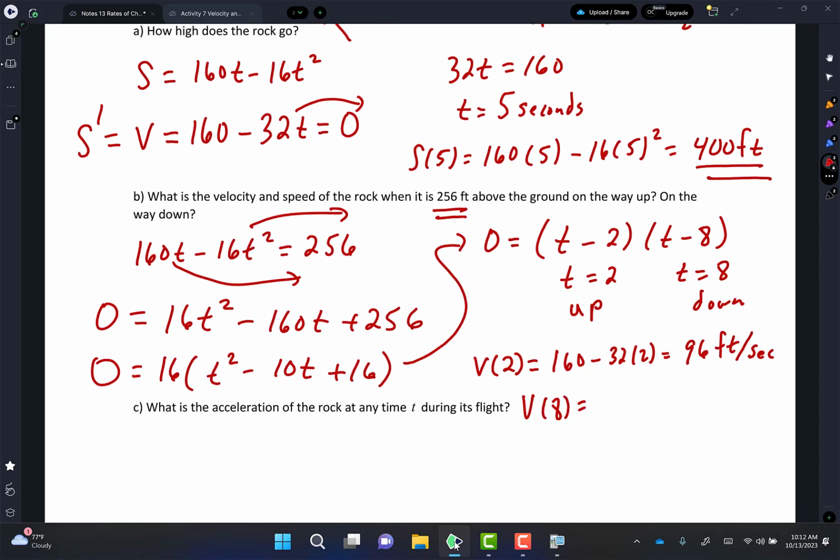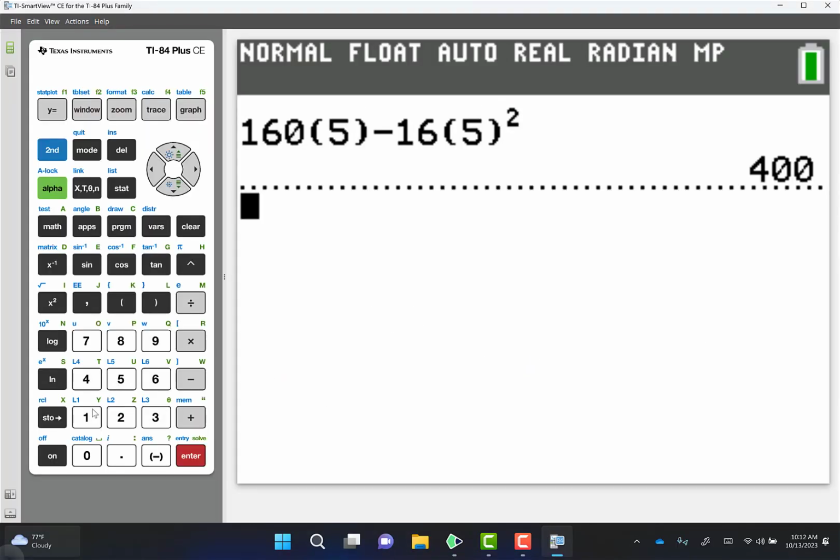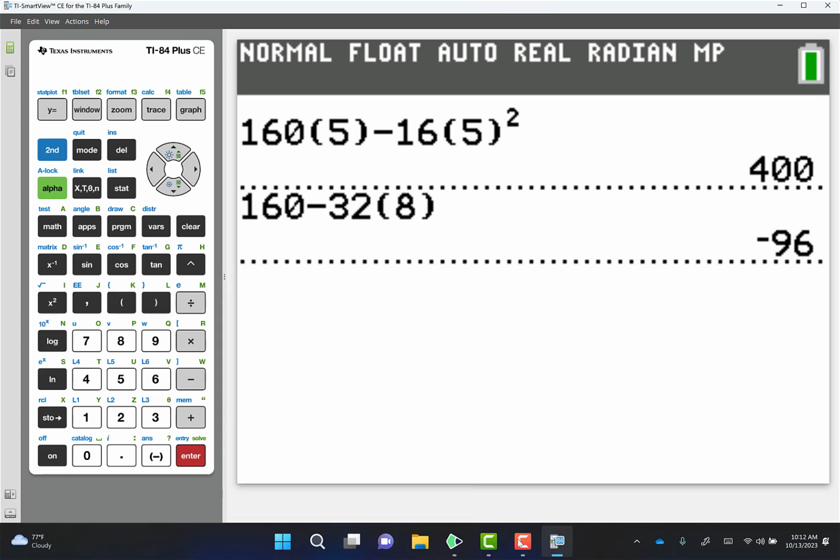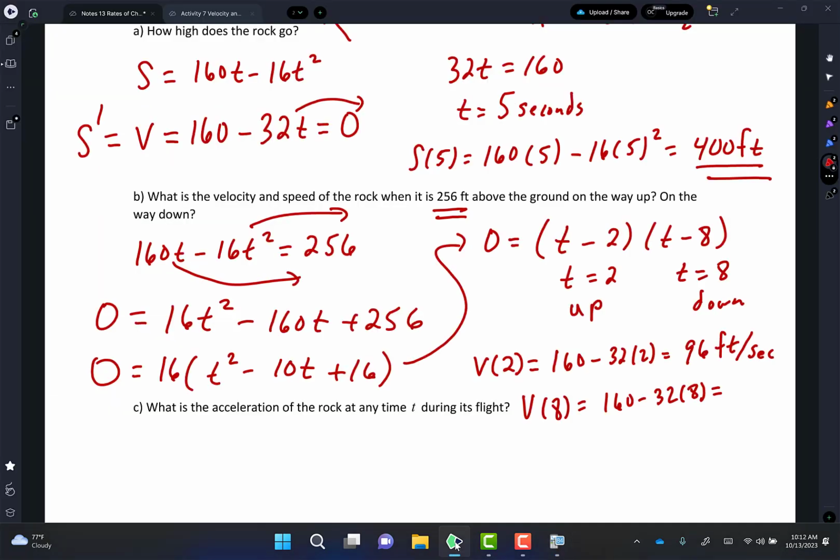All right, now let's find it at 8. V of 8 is 160 minus 32 times 8. And it's not going to be a shocker. It's going to be a negative number. Are you shocked that it's negative? Are you shocked that it's the same magnitude but just opposite? It's uniform. It's symmetric.